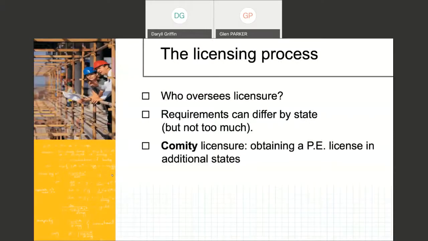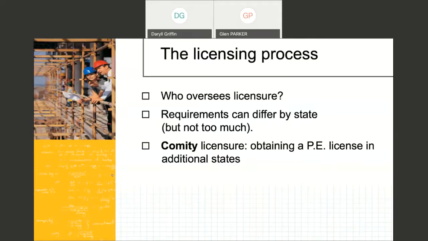So let's talk about who oversees licensure. Well, it turns out that it's not a national requirement. It's handled by the states. So that's why the requirements can change depending on what state you're in. It doesn't change very much, it just depends on, for example, if you're in California, you would have to take a seismic exam if you wanted to be a structural engineer, but a structural engineer in other states might not have to. So those are the sorts of differences that you'll typically see.